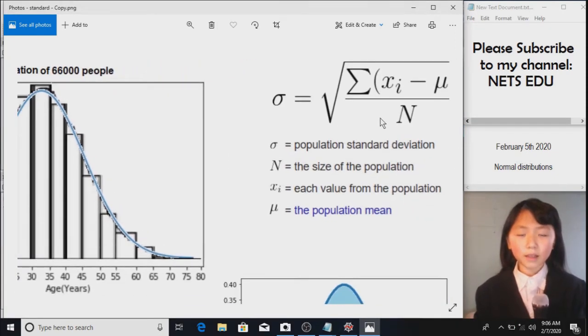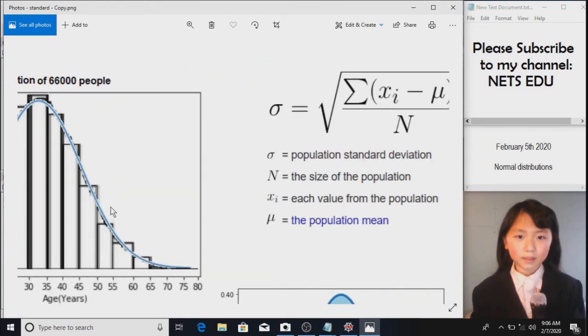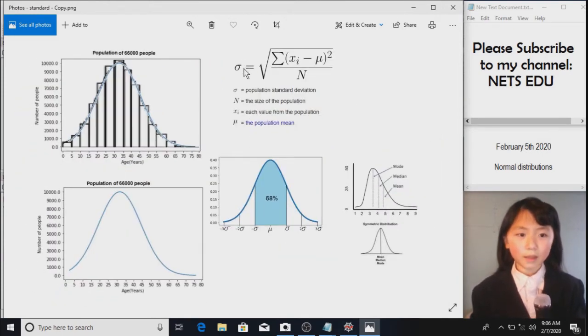Now, what is the standard deviation? Over here, I have this formula. Mu stands for the standard deviation. And the formula is the square root of the sum of all the values, subtract the average age, squared, divided by the size of the population.